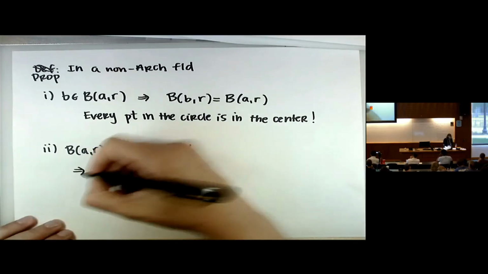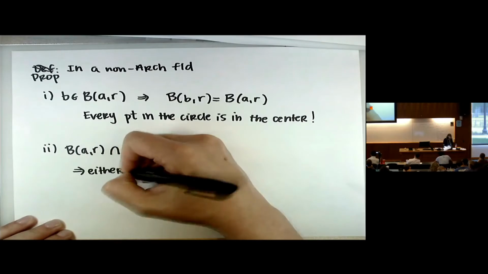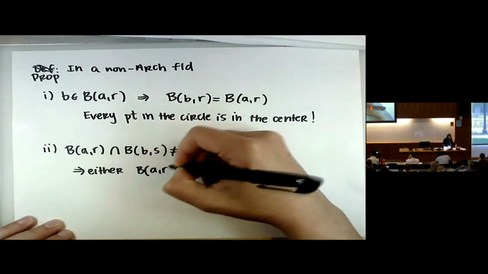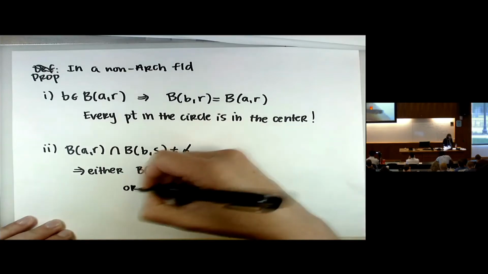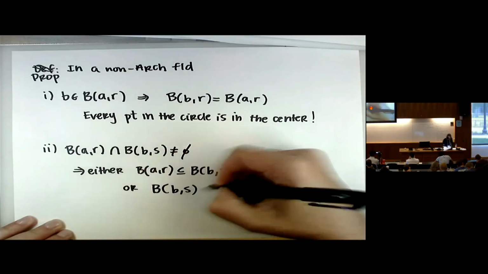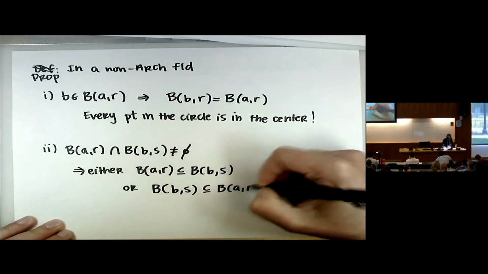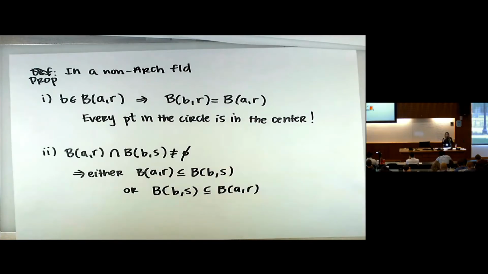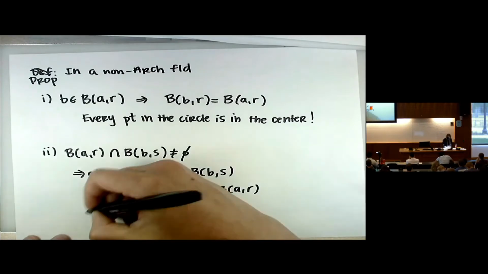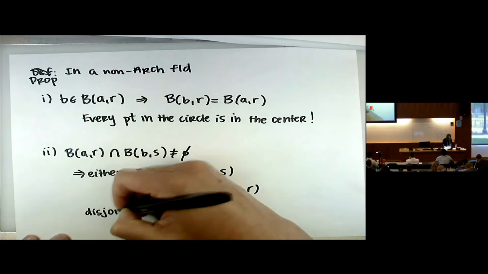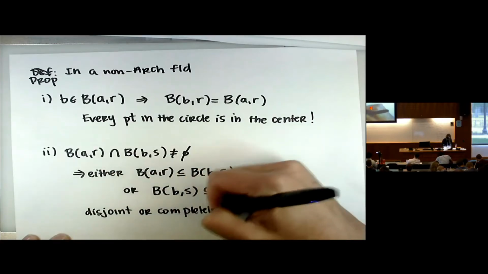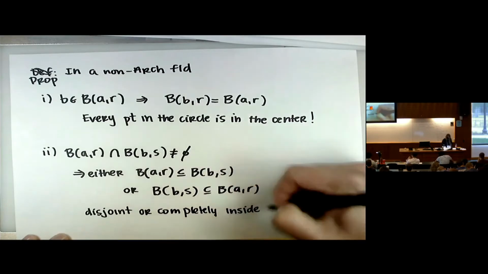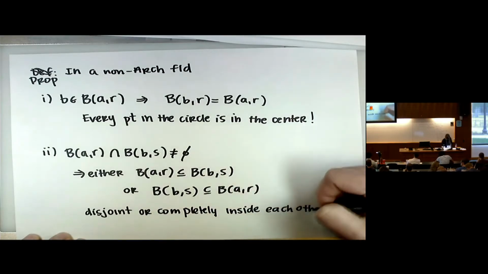This implies that either one ball is in the other ball or the other ball is in the first ball. Balls can only be disjoint or completely inside each other. Okay, so this is weird.